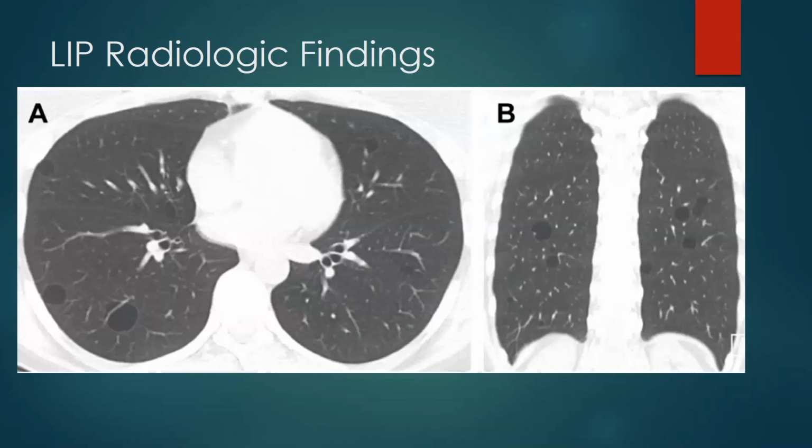As you see in the left image in the right lower lobe, there's actually a vascular structure going through the cyst itself, which is seen in both LIP as well as the next disease process. But if you see that, you should have a high suspicion for LIP, especially in those people that have autoimmune processes.